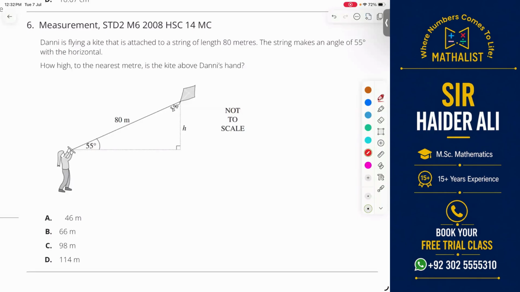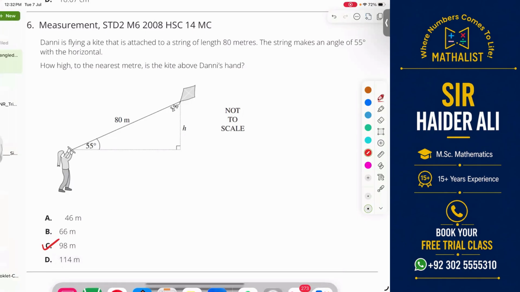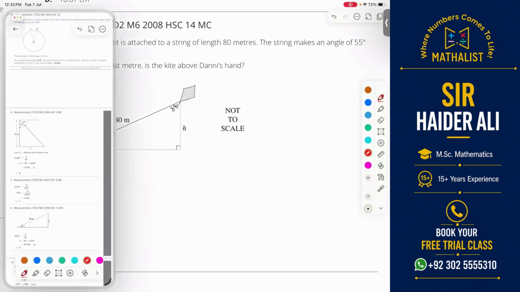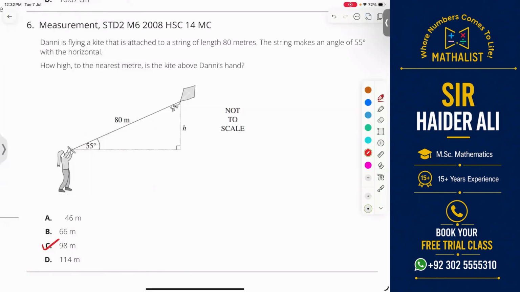I got C again. But the sixth answer is B. Which formula did you apply? The sine formula. Yes, the sine formula is accurate. You have to apply sine here. It's accurate.